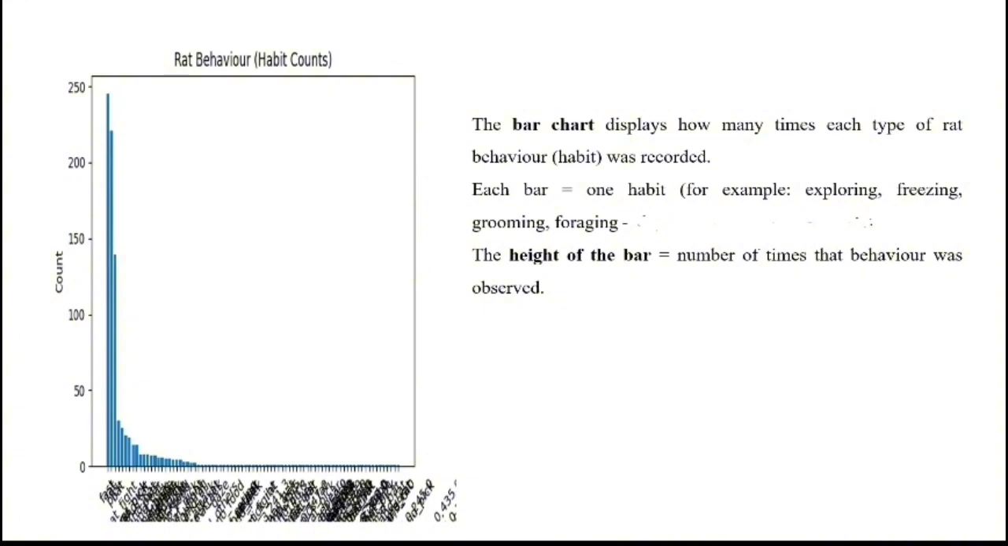This one is rat behavior. It describes the bar chart, which displays how many times each type of behavior the rat has recorded, and each bar is like one habit. For example, exploring, freezing, grooming, and the height of the bar is the number of times the behavior was observed. So yeah, the bats and rats are showing dominant behavior patterns.